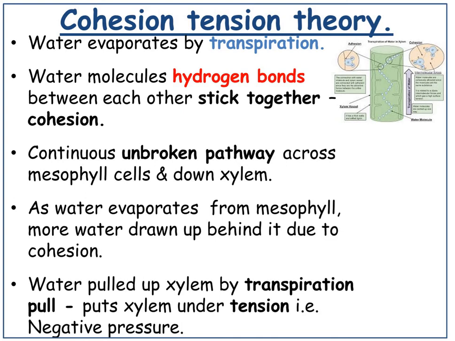And when water is pulled up the xylem by transpiration pull, it puts the xylem under tension, i.e. like a negative pressure, a bit like when you're using a straw and it draws the liquid in. So it's a negative pressure or tension. So that is what is meant by the cohesion tension theory. Cohesion because of the hydrogen bonds between the water molecules which stick them together, but then the transpiration pull creating a negative pressure or tension within the xylem walls.